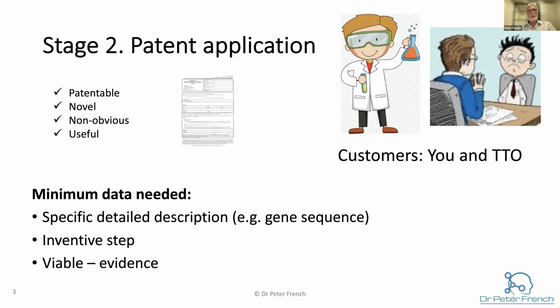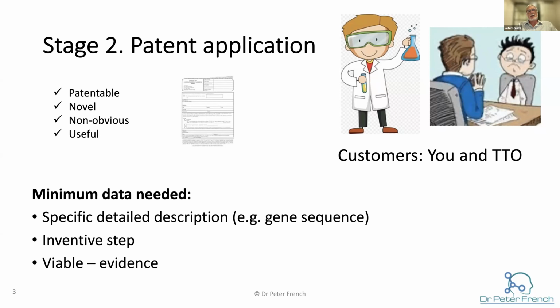discuss with the technology transfer office what the patent application needs. So clearly it needs a detailed description of the idea. For example, it might be a gene sequence of a novel gene, or of a gene that has a novel function. It needs to have an inventive step, and you need some evidence that it's viable. So this is where the customer, again, is you and the technology transfer office. And the data that you need is to demonstrate that your idea actually can work.